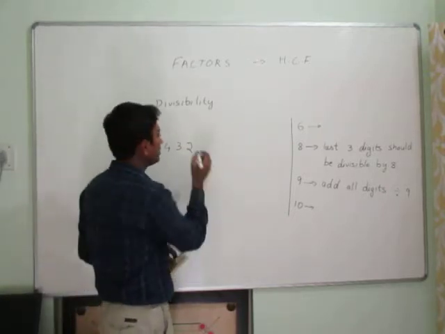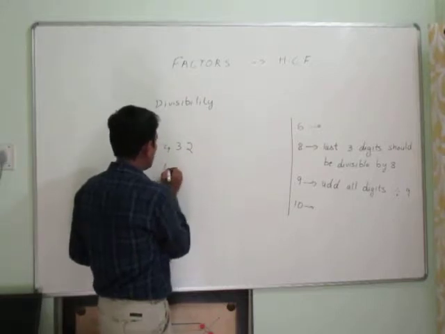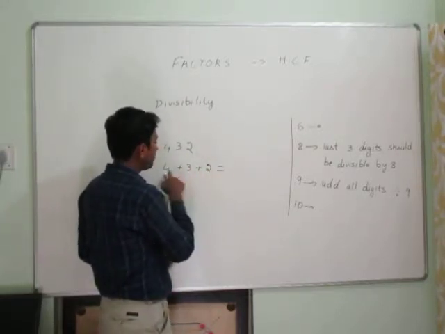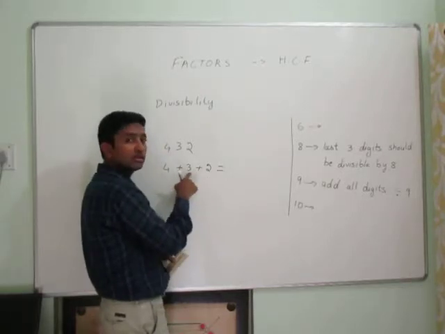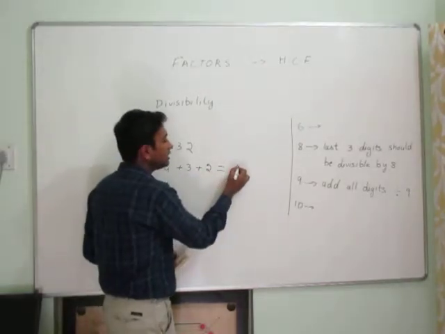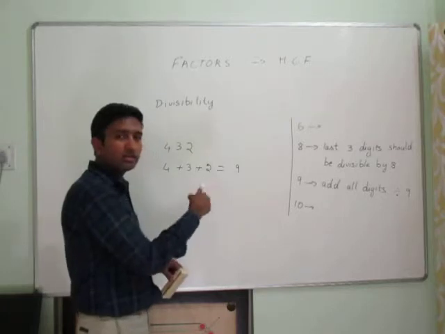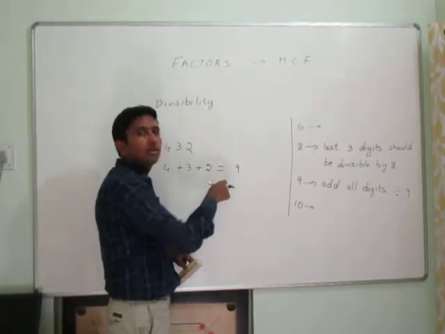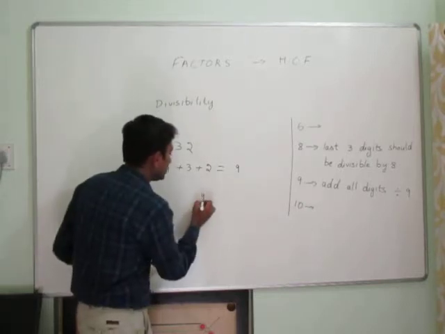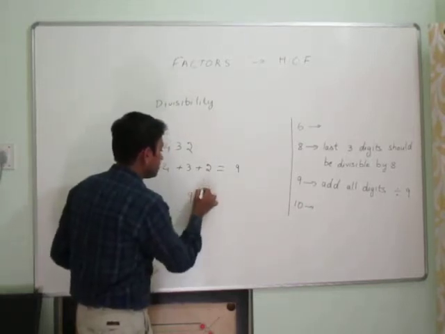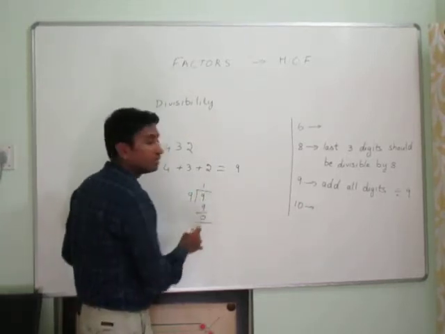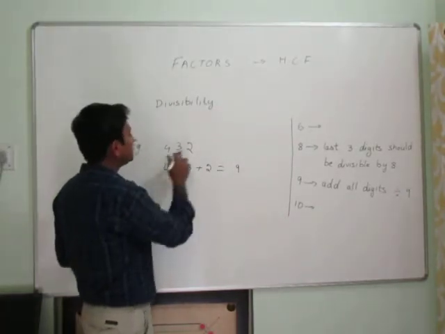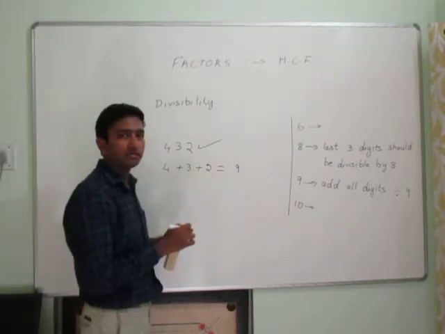Now how to check? Add all the digits. 4 plus 3 plus 2. What is 4 plus 3 plus 2? 4 plus 3 is 7. 7 plus 2 is 9. Now this should be divisible by 9. Is 9 divisible by 9? Yes, it is. 9 ones are 9. 9 is divisible by 9. Therefore, this number is divisible by 9.